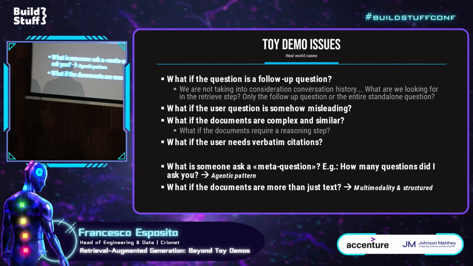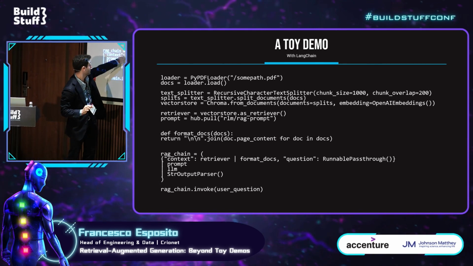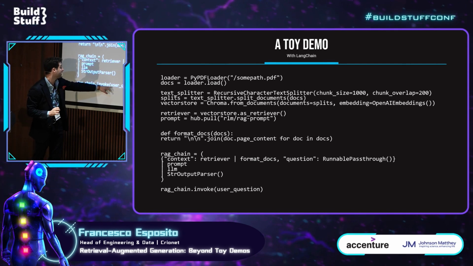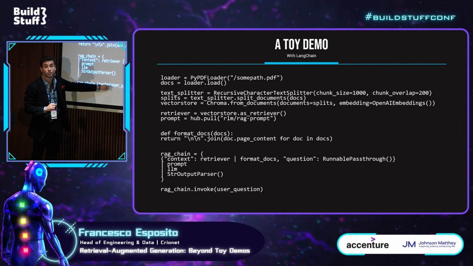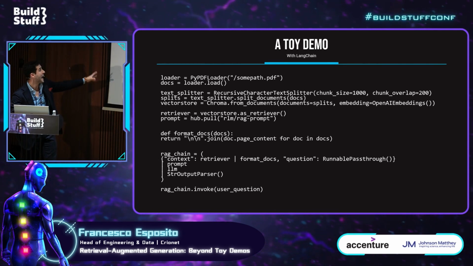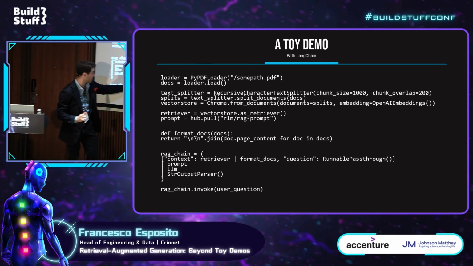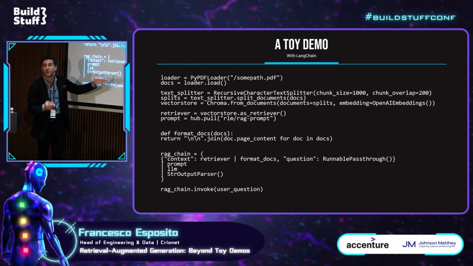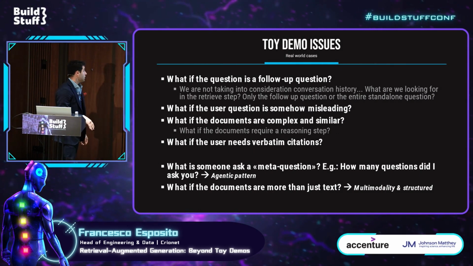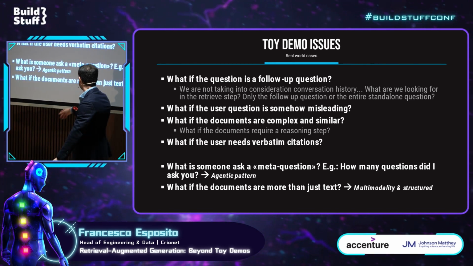Let me remind you something and stress something. Here, the retriever is called with the only external variable, and the external variable is just, in this case, the user question. So if I ask the system, how many questions have I asked until now, it would pick the user question and go to the retriever with that user question. It makes no sense, of course. And this leads to the agentic pattern we'll explore in a second.